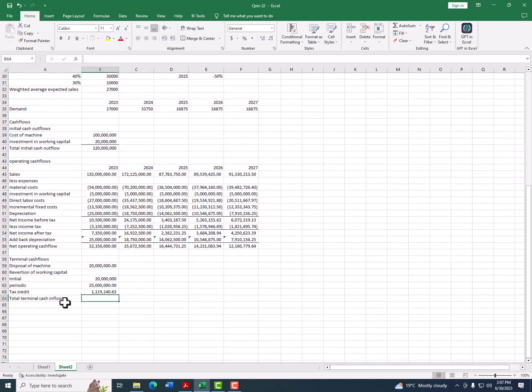So to get the total terminal cash inflow, we sum all this. We say equals sum, close the brackets, hit enter. So we have the initial cash outflow, we have the operating cash flows for the period, and we have the terminal cash flow. With this, we can calculate the NPV. Try and calculate the NPV, and when we meet again, we shall do it together. So until then, happy analyzing.